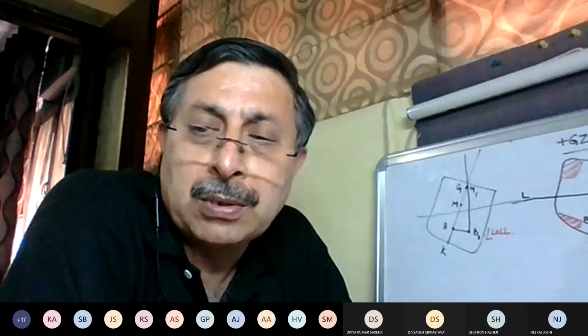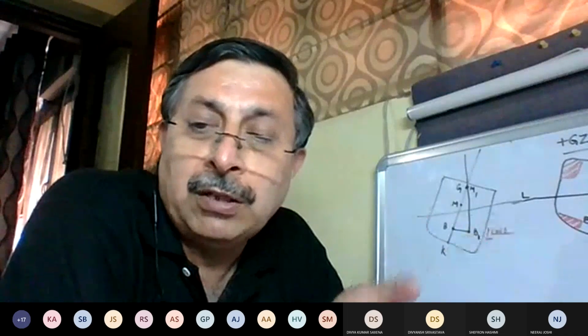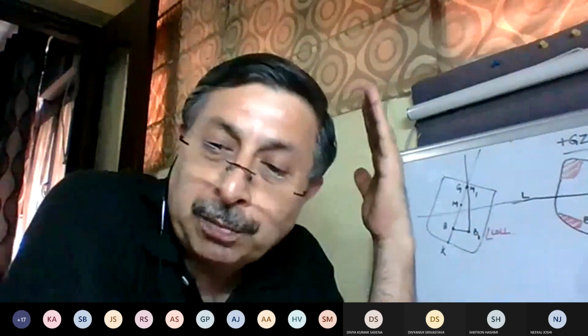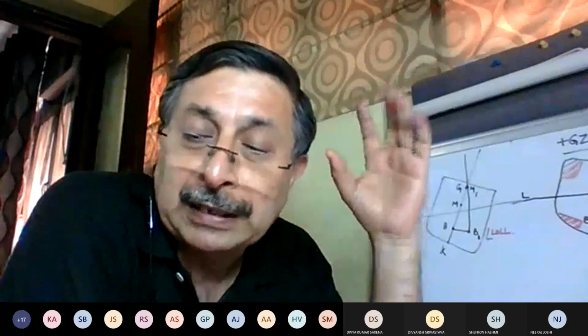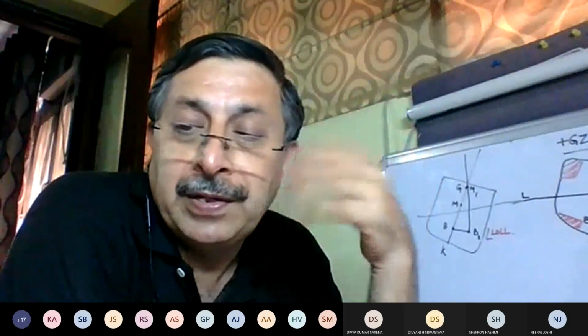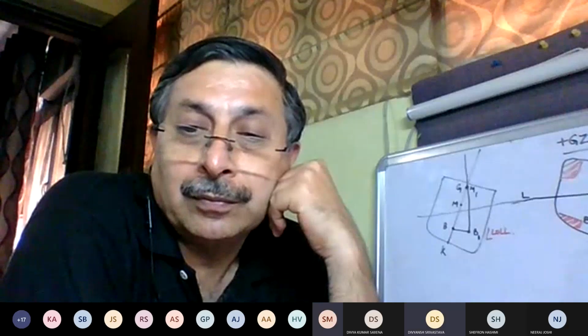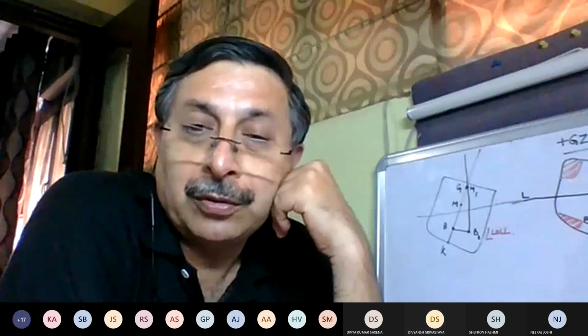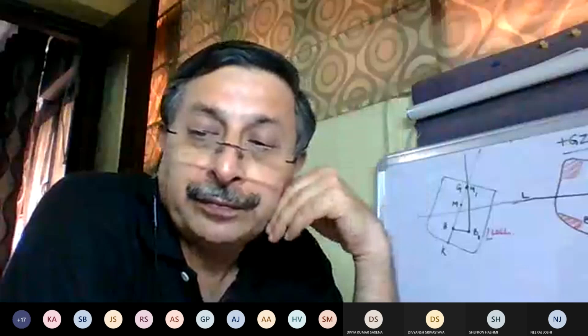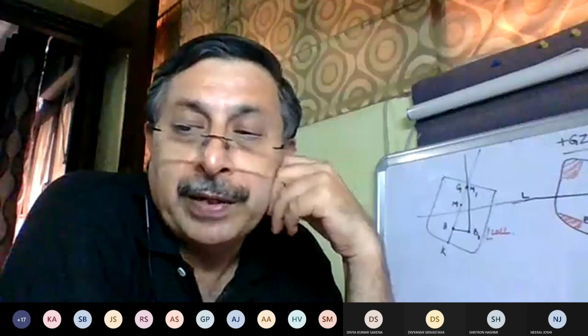So what will happen on these ships? What if all the passengers go on the top sun deck to do sunbathing? सबके सब ऊपर चले गए. KG has risen. Yes or no? Yes, sir. So KG बढ़ गई. GM कम हो गया. Vessel will go to an angle of loll.